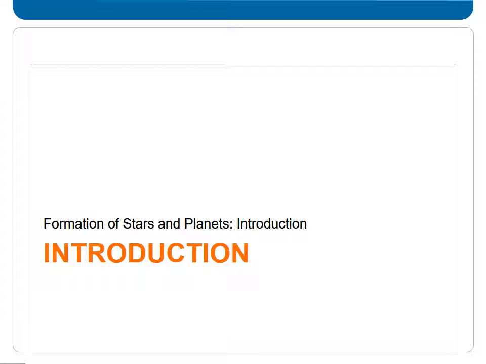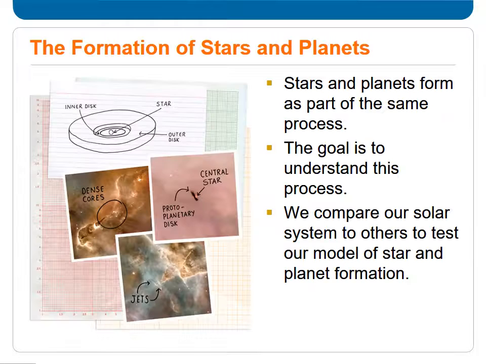This lecture introduces Chapter 5, the formation of stars and planets. Stars and planets form as part of the same process. Our learning goal is to understand this process. We compare our solar system to others to test our model of star and planet formation.